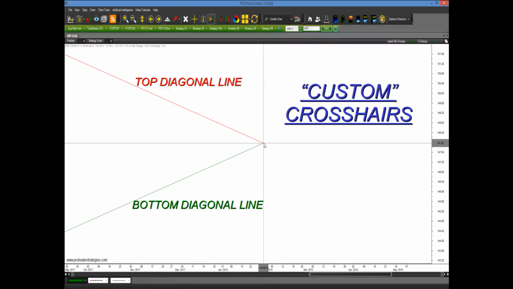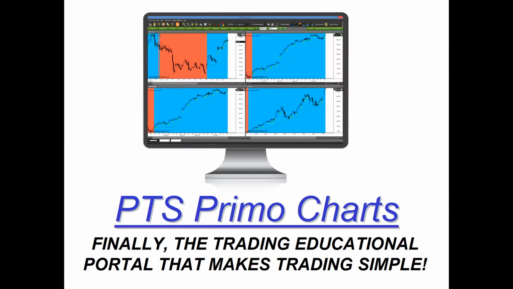And you're going to see how simple it is to apply them by using our new platform, the PTS Primo Charting platform. This is the educational portal that makes trading simple.